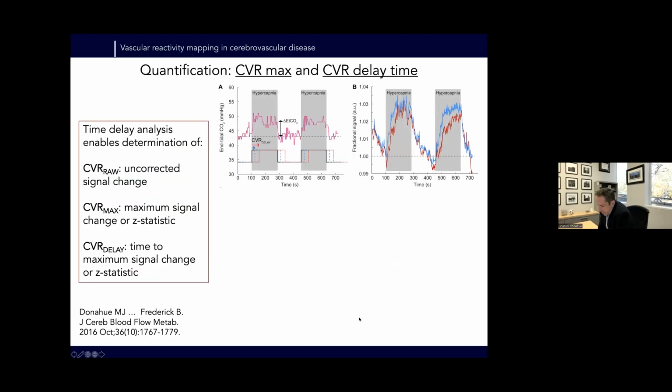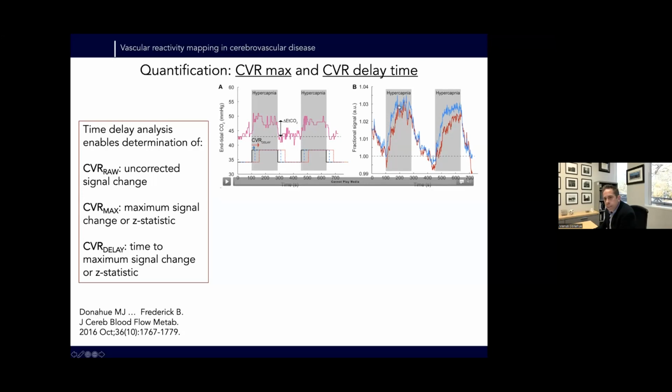That's on the acquisition side. The other thing that you want to think about is how do you actually analyze the data? What we do is similar to what was just talked about in the last talk, where you can look at the end-tidal CO2 traces versus time. This is for 2 different periods of hypercapnia. Those end-tidals go up by about 4 to 6 millimeters of mercury if you give 5% carbon dioxide. And then if you look at the BOLD signal change in 2 different voxels, it might look something like this.